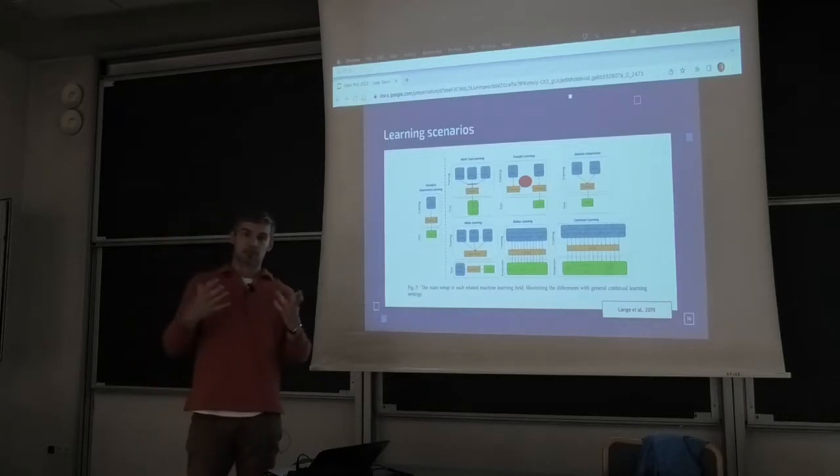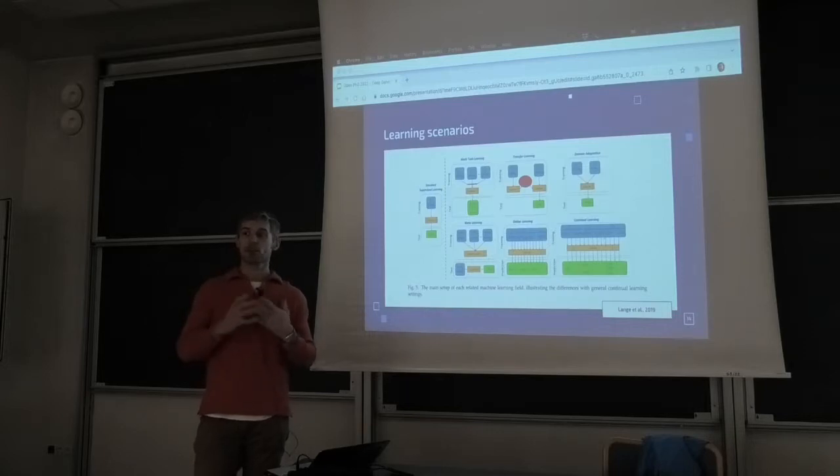Now, this seems similar to continual learning. The main difference is that you don't know in continual learning all the tasks in advance. This comes as time goes by. Here in multitask learning, you know them all the way. So you know all of them at the same time from the beginning.